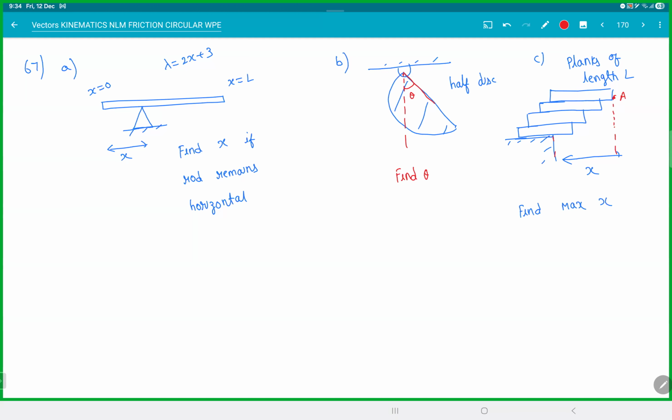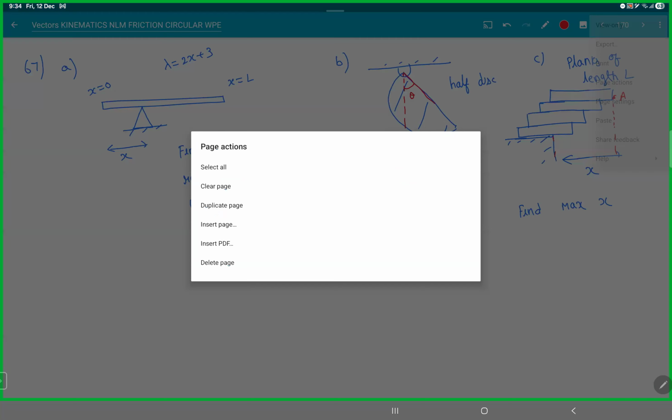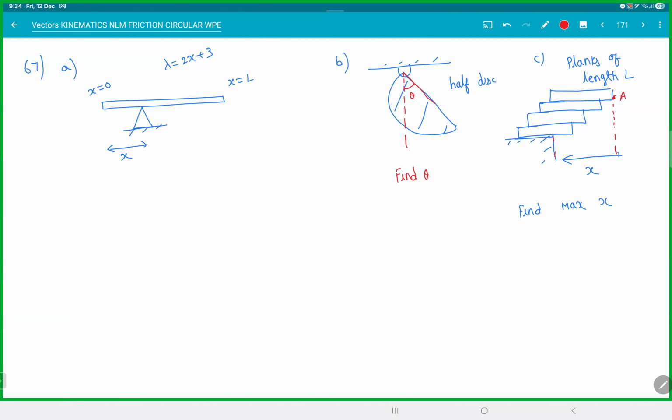Done. So what is the catch for the first one? If the rod is remaining horizontal, that means that point must be the center of mass. That is the catch, nothing else. Because if it is in equilibrium, the mg must pass through the hinge. So this point was the center of mass, and indirectly I'm asking you to find the center of mass. The center of mass x is the integral of x lambda dx, that is integral of x into 2x plus 3 dx from 0 to L, divided by the integral of 2x plus 3 dx from 0 to L. I will leave it to you to solve that.